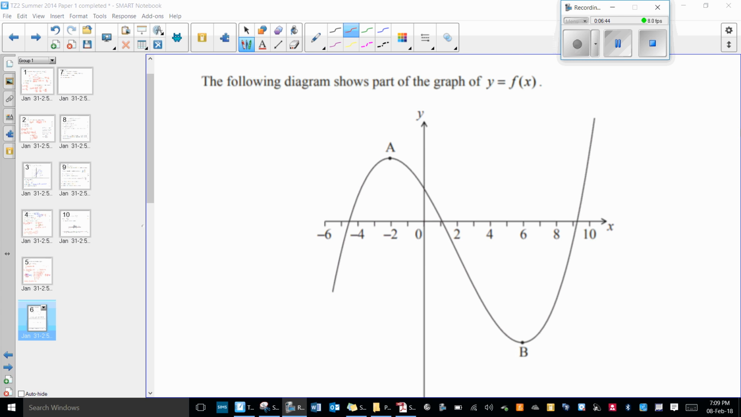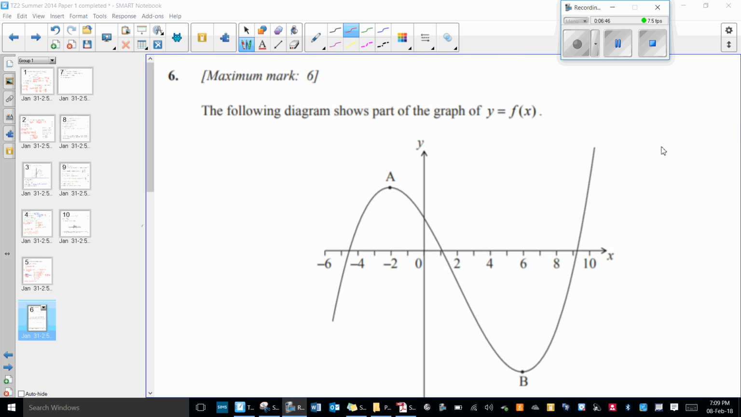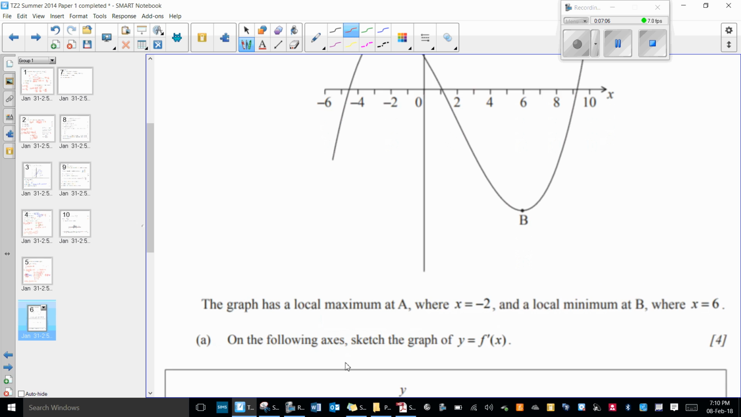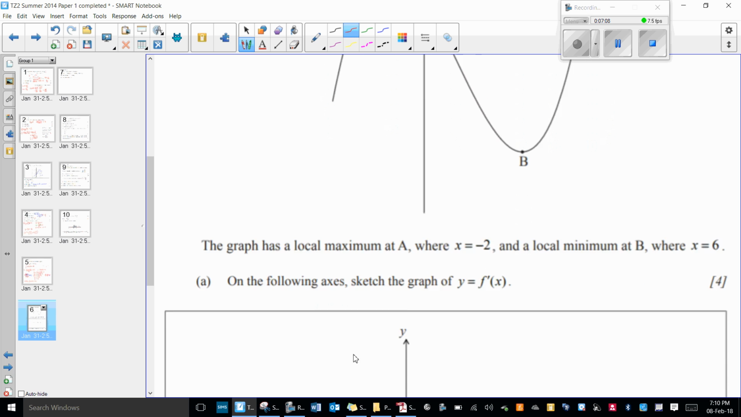Okay, it's number 6. So we've got a diagram. Hopefully you can see this is a cubic graph, so it's going to have something to do with x cubed. We've got 2 turning points, a maximum and a minimum. They've summarised where they are. On the following axis, sketch the graph of y equals f dash x.